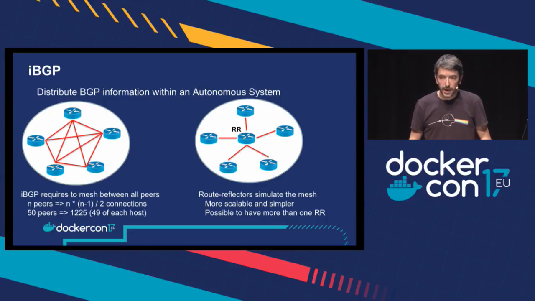In iBGP, when you have several routers doing iBGP, you need them to get information from all the other ones. And it used to require a full mesh between all peers. You can see how it can get tricky if you have dozens of iBGP hosts, because you can imagine the number of connections you need to set up. A good way to solve this was introduced, and it's called route reflectors. Basically, you connect all your iBGP routers to these reflectors, and when a reflector learns an address from one router, it's going to send it to all the others. So it's much simpler and much more scalable, and it's possible to have more than one for scalability or resiliency.